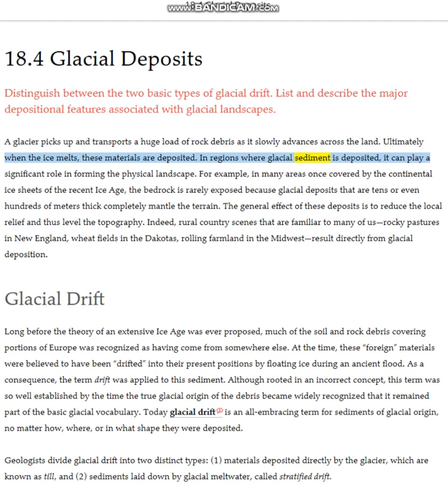In regions where glacial sediment is deposited, it can play a significant role in forming the physical landscape. For example, in many areas once covered by the continental ice sheets of the recent ice age, the bedrock is rarely exposed because glacial deposits that are tens or even hundreds of meters thick completely mantle the terrain. The general effect of these deposits is to reduce the local relief and thus level the topography. Indeed, rural country scenes that are familiar to many of us, rocky pastures in New England, wheat fields in the Dakotas, rolling farmland in the Midwest, result directly from glacial deposition.